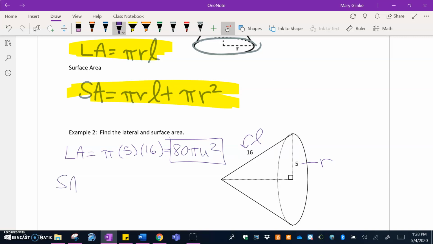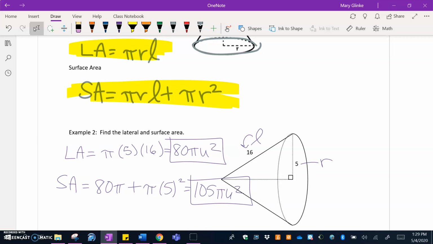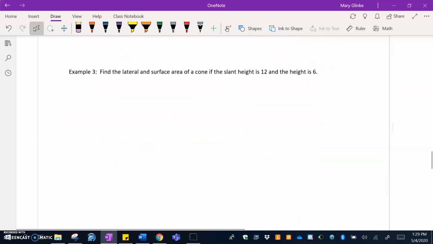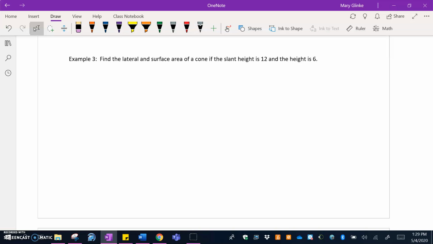We also then can find our total surface area by taking our lateral area and adding on the area of the base, which is pi r squared. When we end up doing that, we get 105 pi units squared. So let's take a look at the next one.